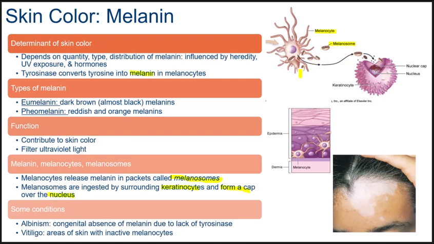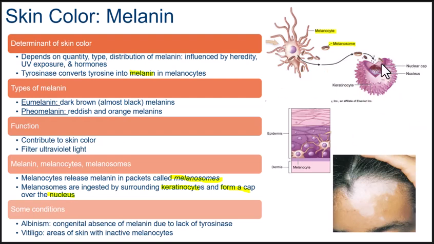So you can see why, in somebody who produces a lot more melanin, the nuclei of their skin cells are protected, so the DNA is protected more than in somebody who has less melanin, somebody such as myself.